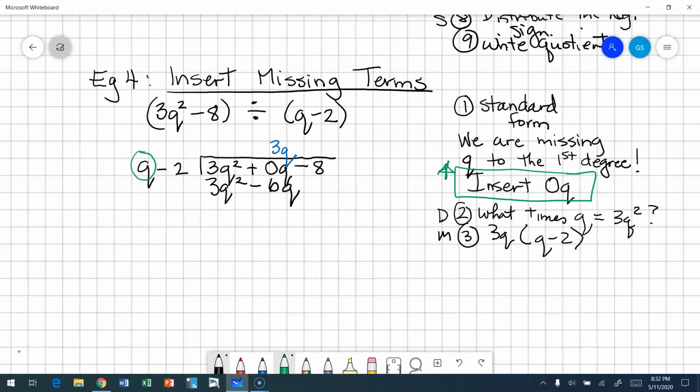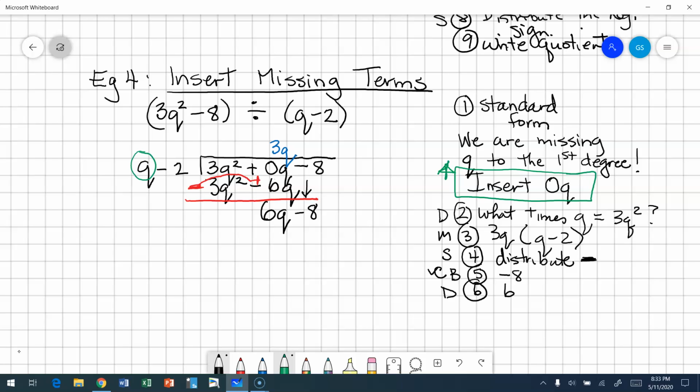Okay, our next step is does McDonald's serve? So it's subtract. Remember to distribute the negative. So we're going to subtract. Positive 3q squared will be negative 3q squared, and a negative times a negative will be positive. So 0q plus 6q is 6q. Then 3q squared minus 3q squared is 0. Notice I don't have any more q squareds, so my check worked, and now I'm going to bring down my negative 8. So I'm going to bring that down and we're going to start the process again.